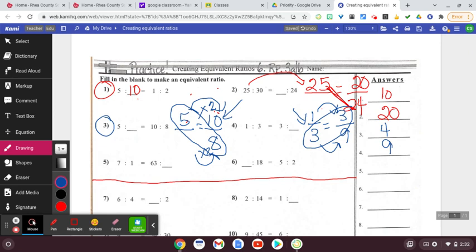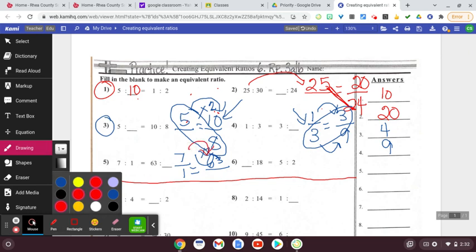Let's take a look at number 5. So 7 to 1 is the same value as 63 over something. So if you know your multiplication facts really well, you know that 7 times 9 equals 63. So 1 times 9 is also 9. Double check with your proportions. 63 times 1 is 63. Divide by 7 equals 9.